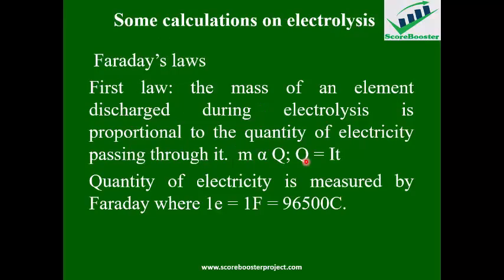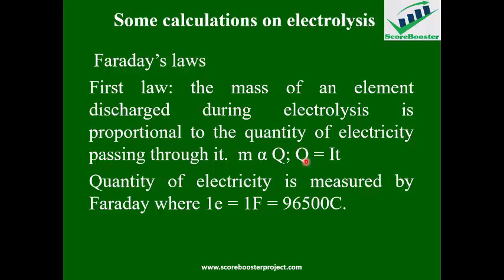So let us go into some calculations of electrolysis. The major thing we do in calculations on electrolysis is Faraday's laws. We have two laws of Faraday. The first one says the amount of substance discharged depends on the quantity of current passed through it. Q is equal to IT: the amount of current and the time it is passed. So if you want to get more substance during the electrolysis, you pass more current.